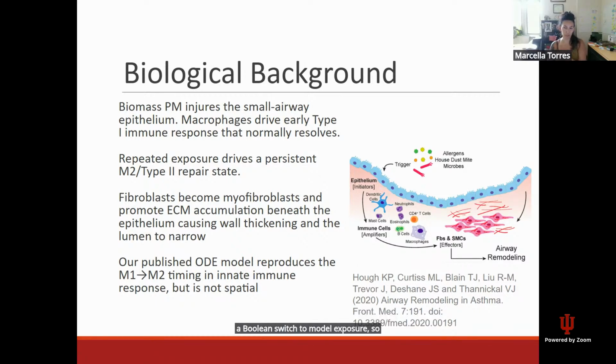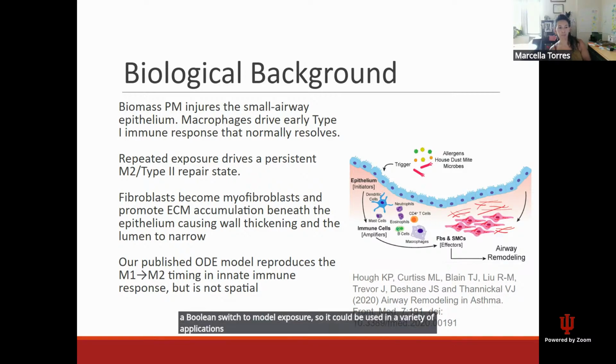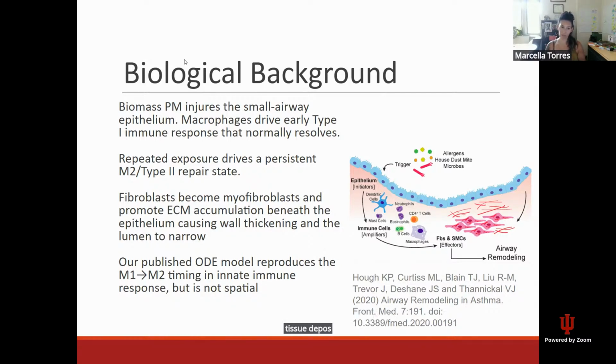So it could be used in a variety of applications. But the basic idea is you have an early type 1 immune response that should resolve, but repeated exposure can drive a persistent type 2 repair state, which can lead to excess tissue deposition and all kinds of other problems. The cells involved would be like epithelial cells.